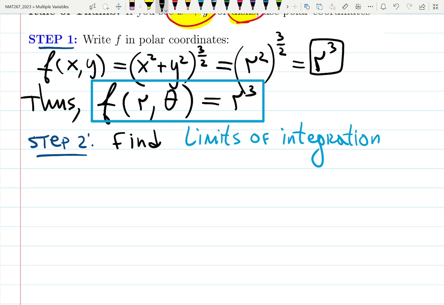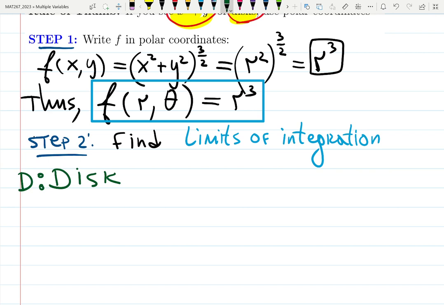Some of them sometimes are numbers. Some of them sometimes are functions, as you saw from the homework. Minus square root to square root, and so on. So that depends. The more we work on this, the more you will understand when which is happening. That's coming from the given D. Whatever D is, that tells you the limits of integration.